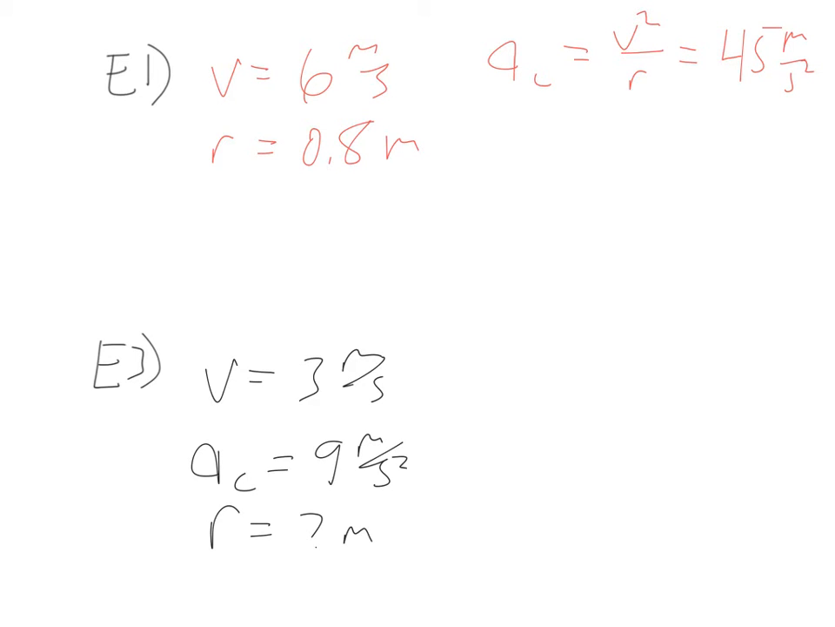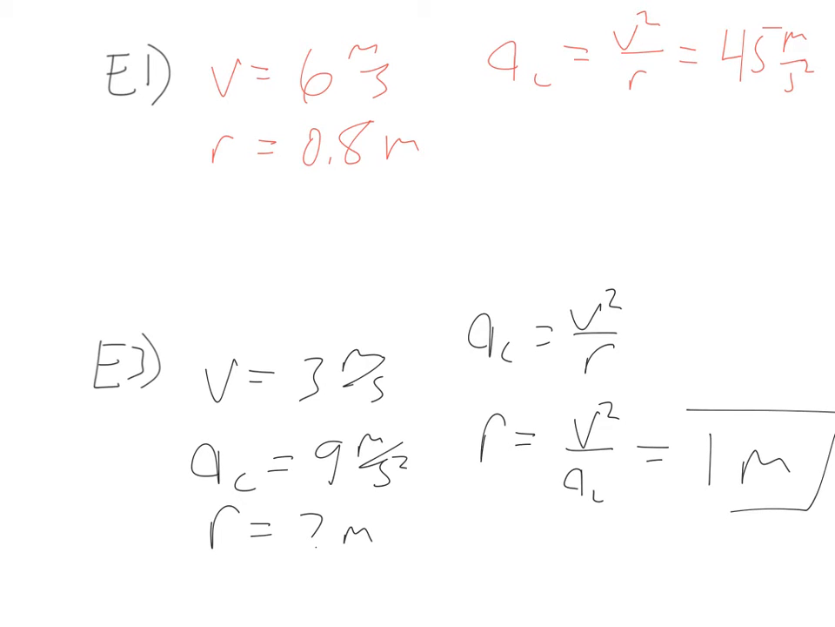So, using the same equation, a sub c equals v squared divided by r, we're going to solve this for r. We multiply r up and divide by centripetal acceleration. We end up with an equation that looks like this: r equals v squared over centripetal acceleration. So we end up with v squared, which is 3 meters per second squared, divided by 9 meters per second squared. We end up with the radius, 9 over 9, which is 1 meter.